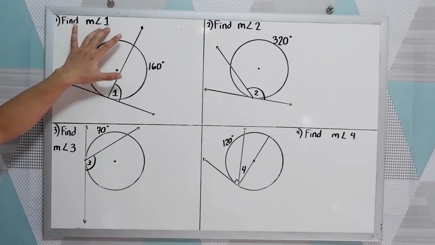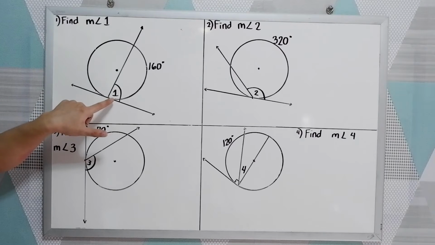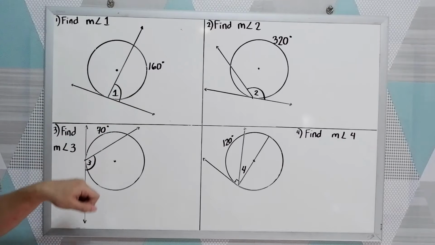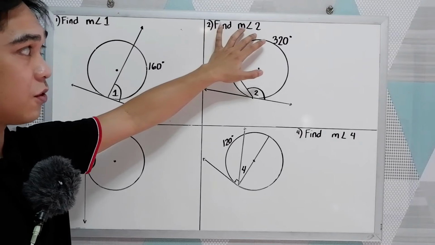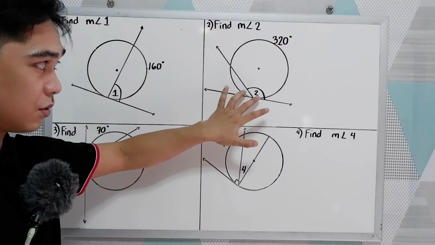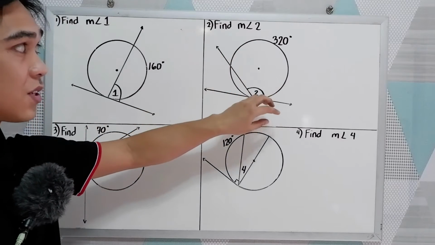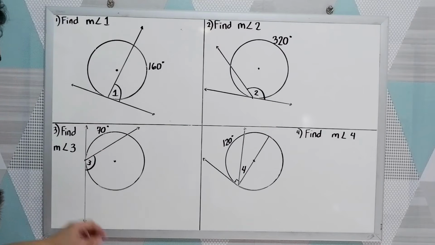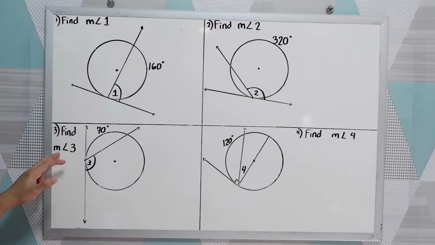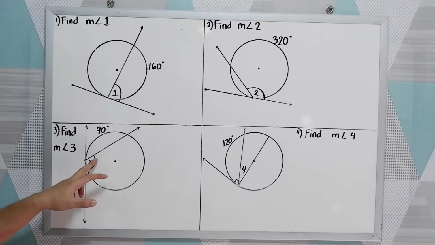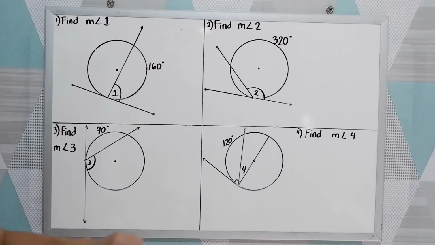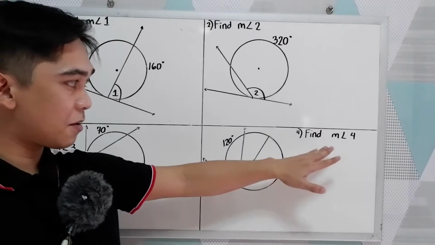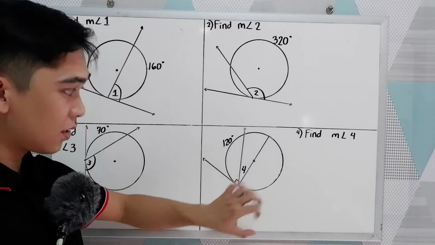In number 1, find the measure of angle 1. So this is our angle 1, given the circle. Number 2, find the measure of angle 2. This is angle 2, given the circle. And number 3, find the measure of angle 3. So this is angle 3 and the given circle. And number 4, find the measure of angle 4, given the circle.